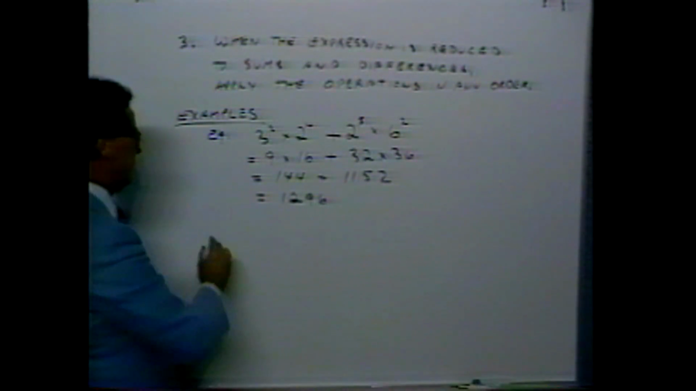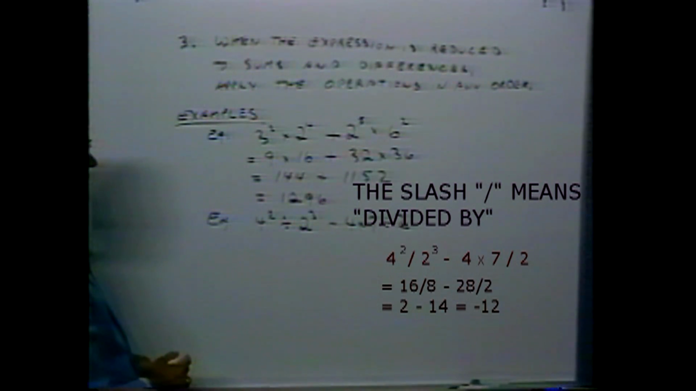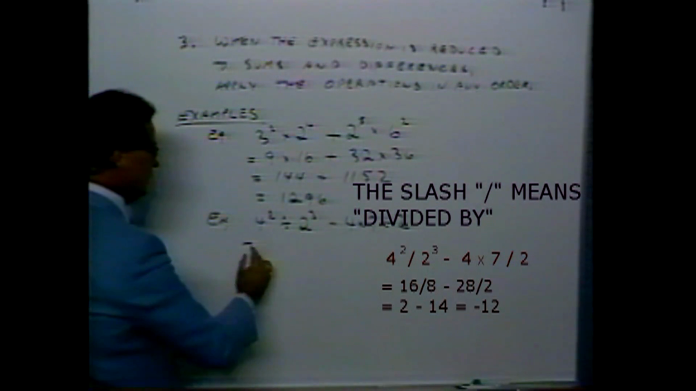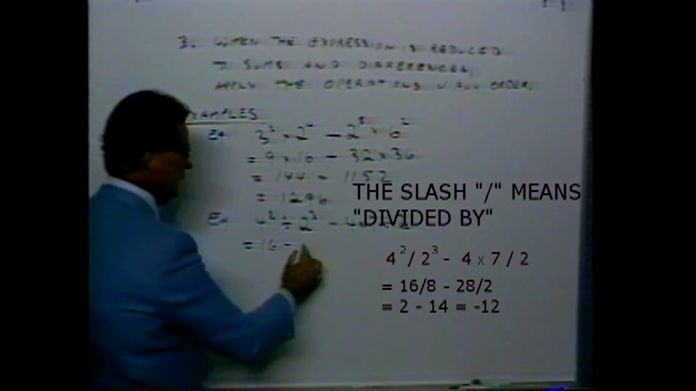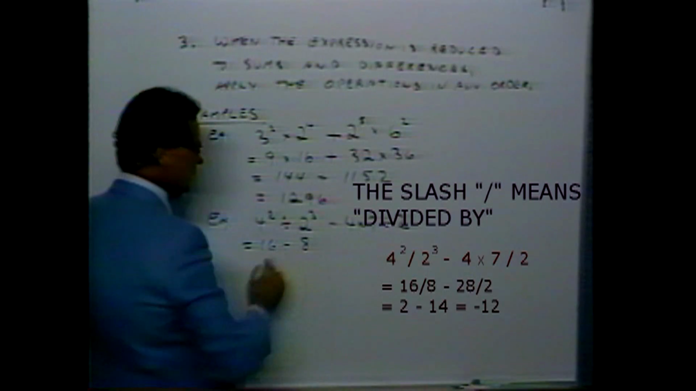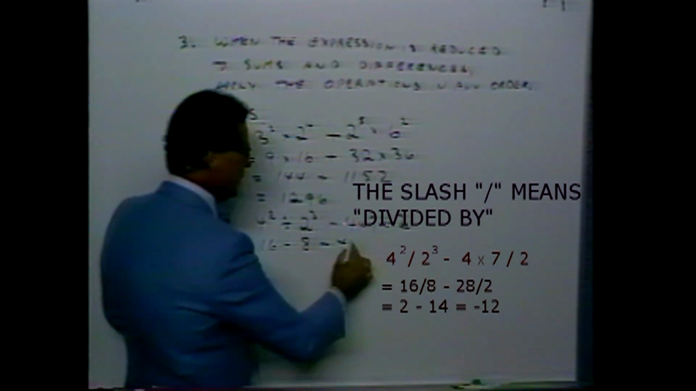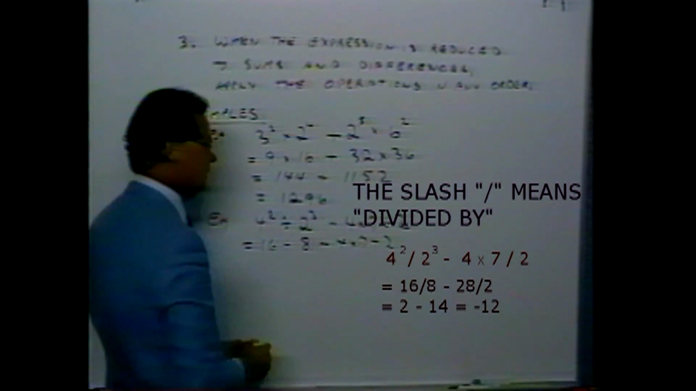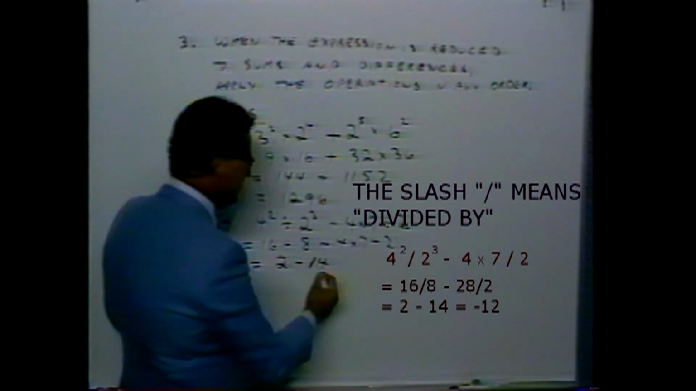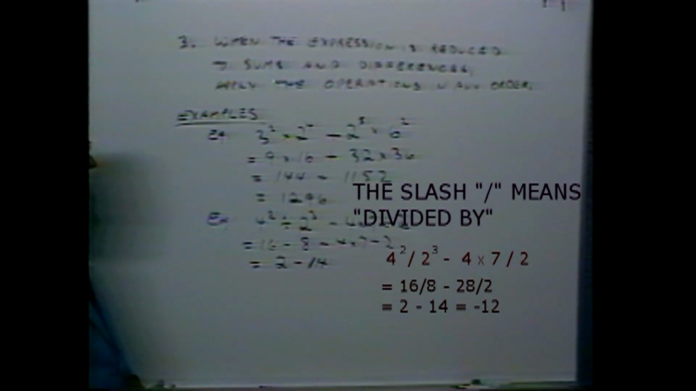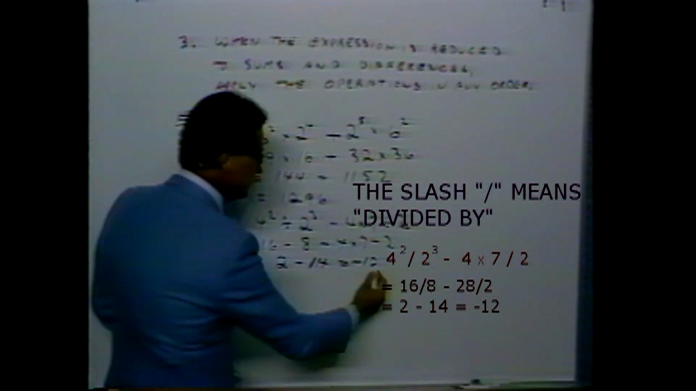In another example, we have several kinds of operations applied here. The first step is to take 4 squared and simplify, then continue with the other parts of the question. I'll write that. The answer is 2 minus 14. The last step in the order of operations is to add or subtract, and here we have a problem where we subtract, and minus 12 is the result.